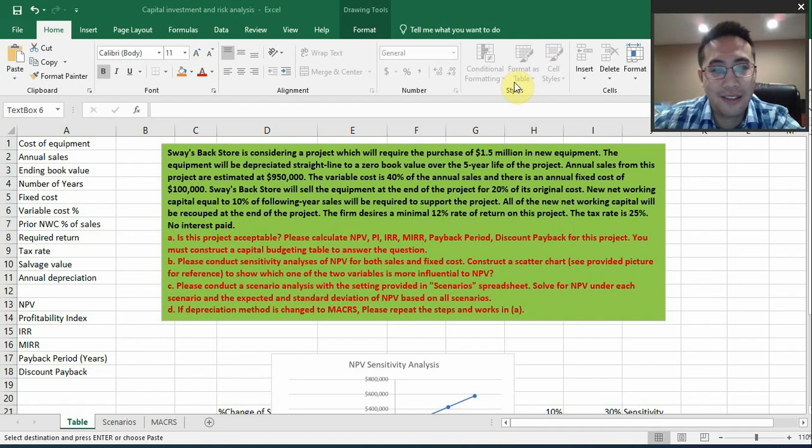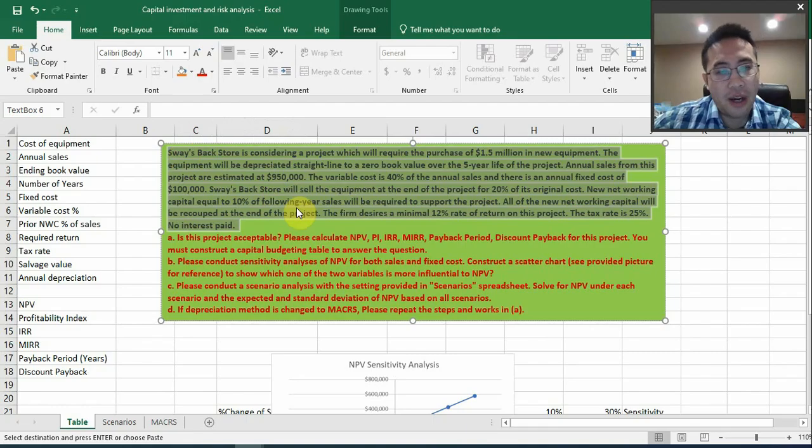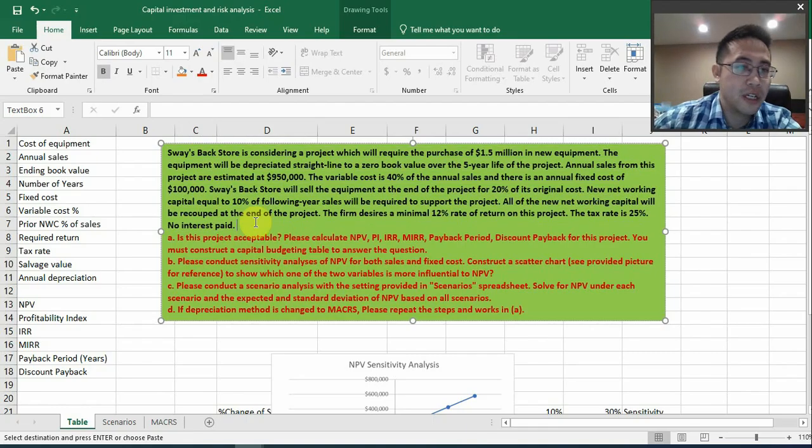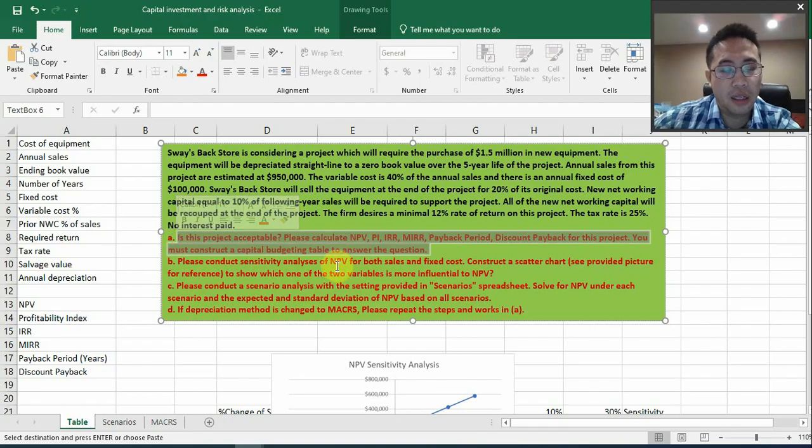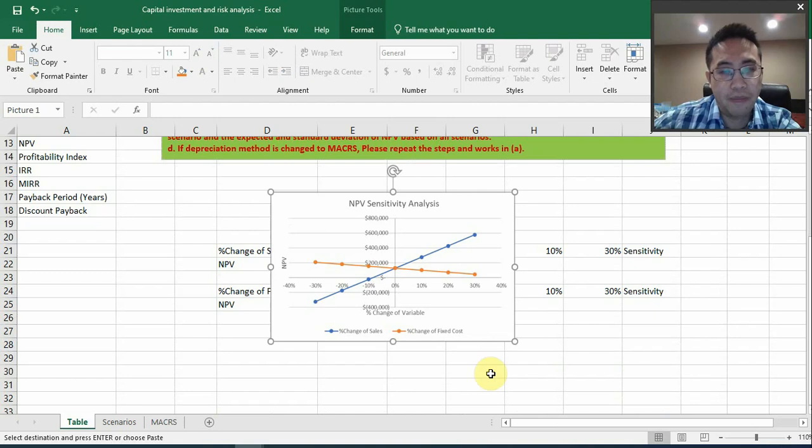All right, people, in this Excel exercise, we're going to practice capital budgeting and risk valuation. This setup is exactly from the chapter's PowerPoint. You are going to create a capital budgeting table based on the information here, and then answer all the questions. You're going to calculate the net present value, profitability index, internal rate of return, and so forth. And then you are going to conduct a sensitivity analysis by generating a picture like this.